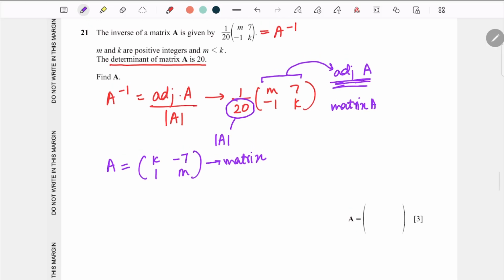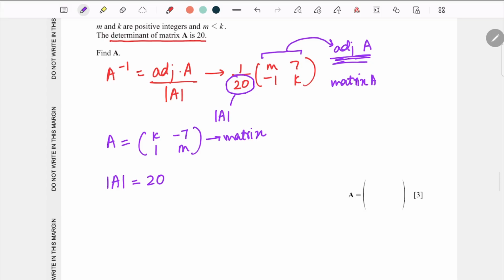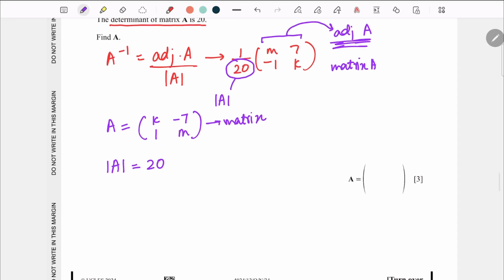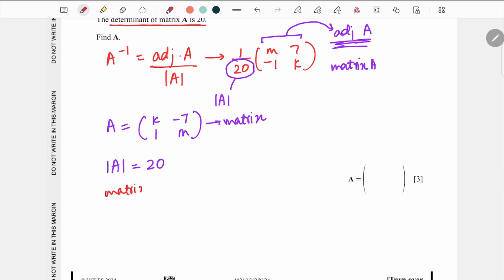Now I have to find the values of m and k. So basically our determinant is 20. To find the determinant, we multiply k and m and we subtract it from the product of 1 and 7. So if the matrix is a, b, c and d, the determinant will be found by multiplying a and d and subtracting it from the product of b and c.